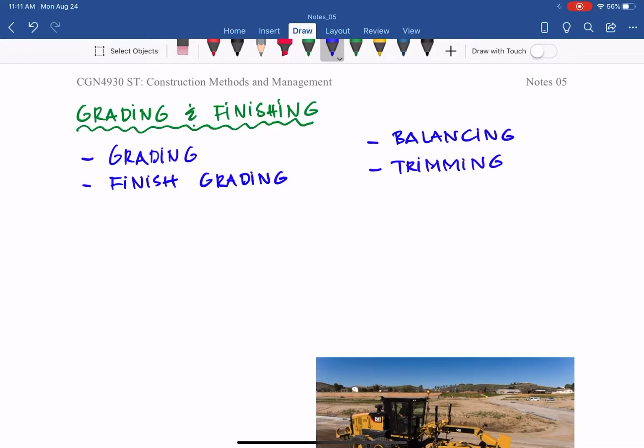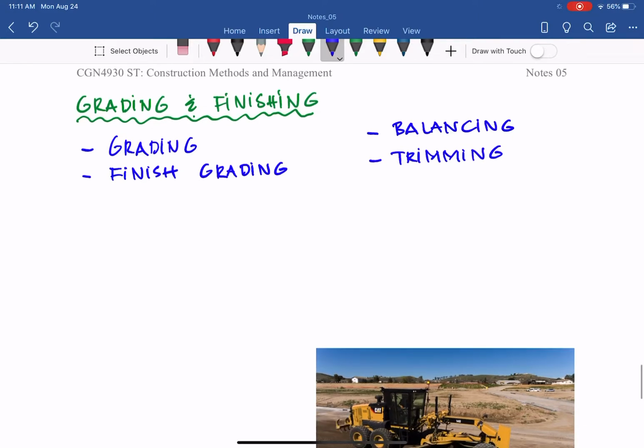And of course, after grading and finish grading, we also have other processes, like maintaining and shortening to maintain slope. That will not be discussed in this class. So now we are just talking about grading and finishing.